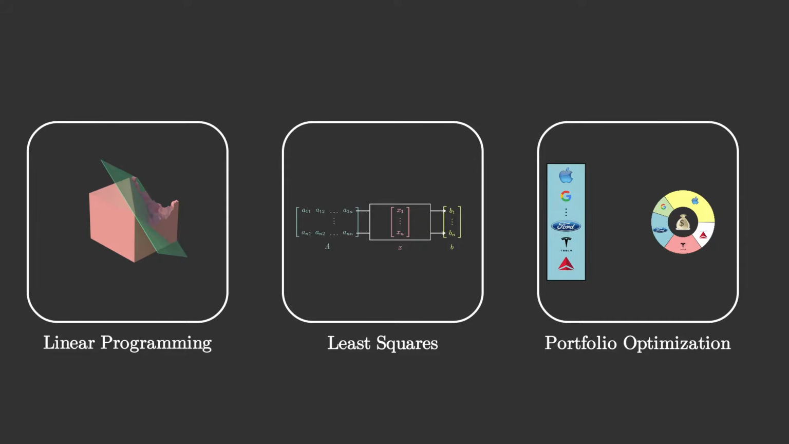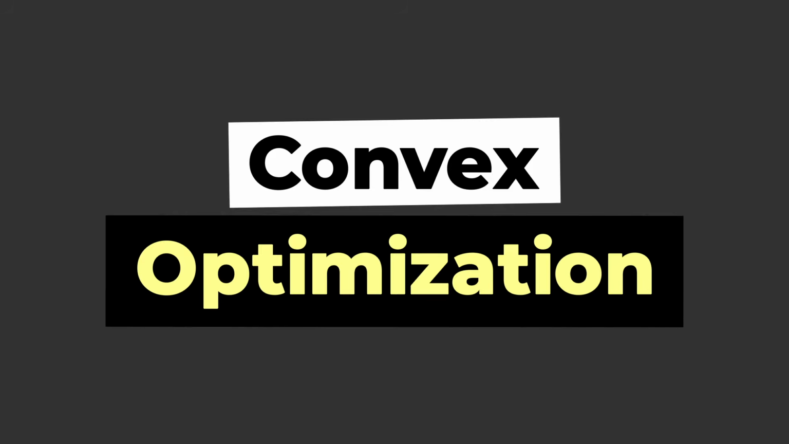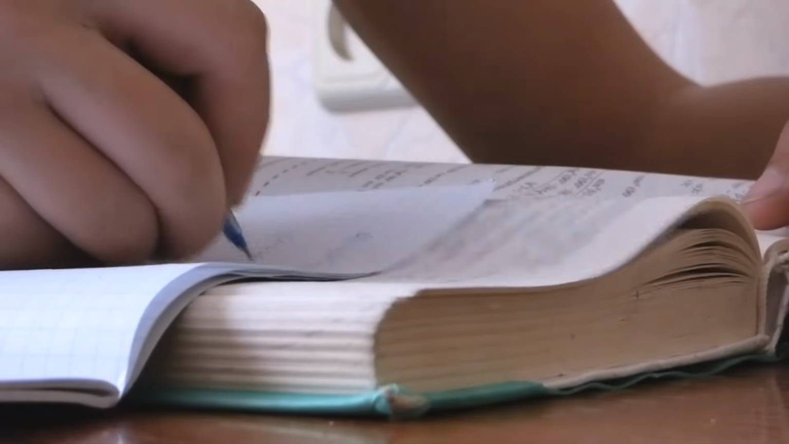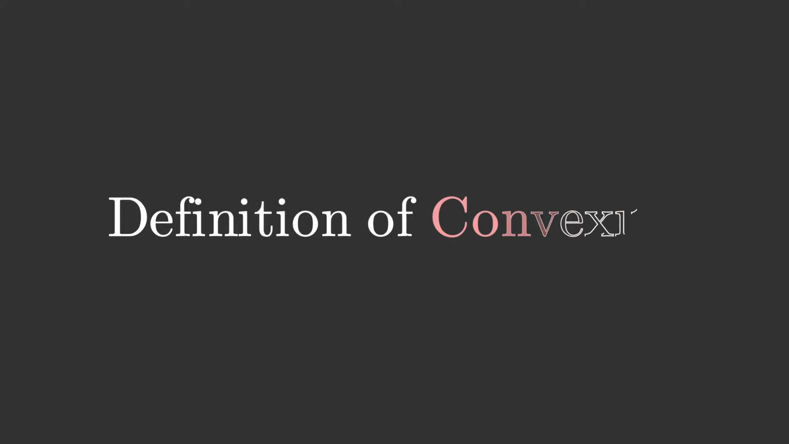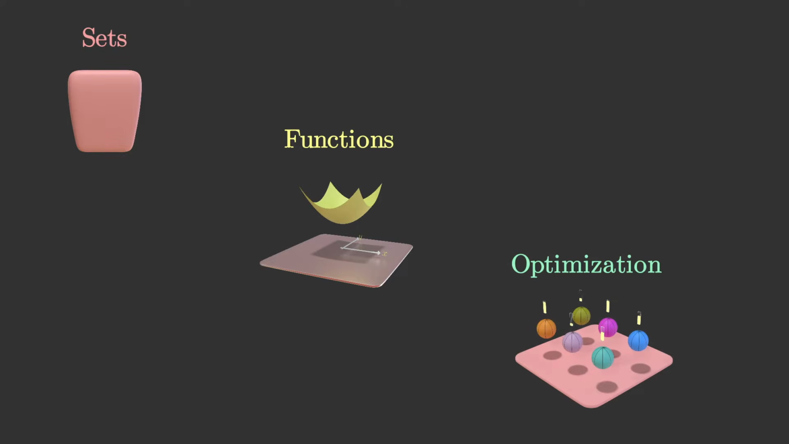But what we will do today is present the common property that allows us to solve all of these problems in a unified fashion. And this property is called, as you might have guessed, convexity. So, what is convexity? If you open any textbook, you will find the definition of convexity in three different contexts: the context of sets, functions, and optimization problems. Let's go through them one by one.